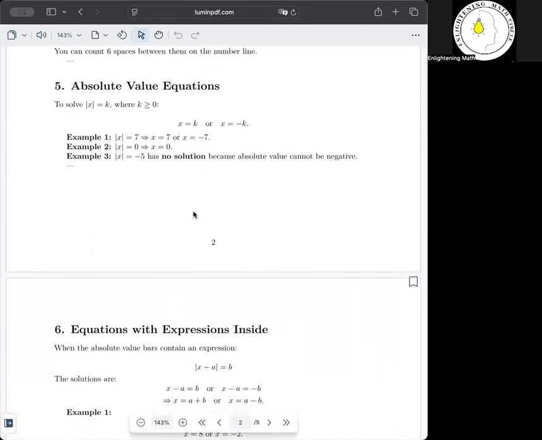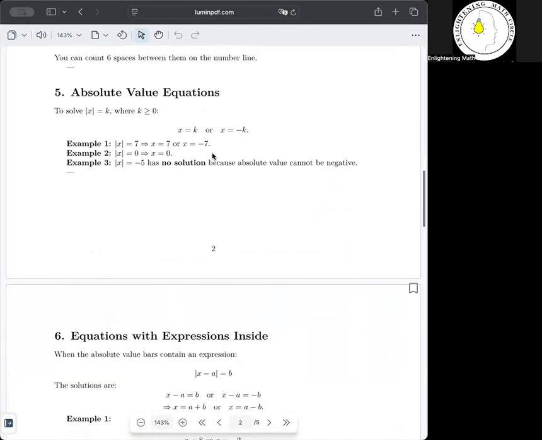So we have absolute value equations now. To solve absolute value x equals k, where k is greater than or equal to 0, x either equals k or x equals negative k, which is k is just another variable we use. So this is basically telling us that these absolute value equations have two solutions most of the time.